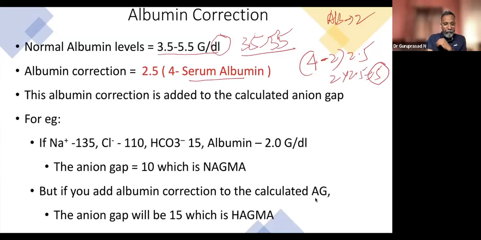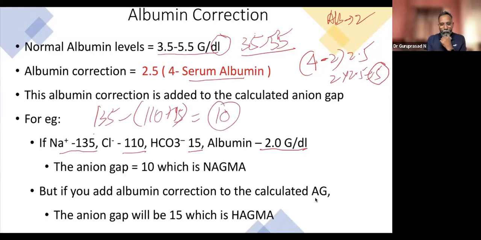Now I am giving you an example. In this example, the sodium is 135, chloride is 110, and bicarbonate is 15, and albumin is 2 grams. So when you calculate the anion gap, it is 135 minus 110 plus 15, isn't it? So it will be 10. The normal anion gap we take is 12. So if it is less than 12, it is a normal anion gap.